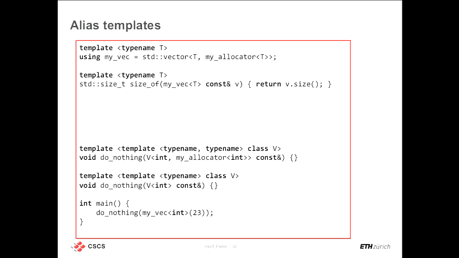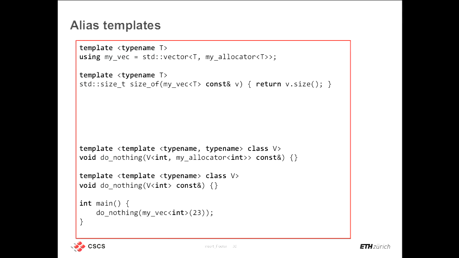Let's see if we can work through this example. Now we have a main that calls the function doNothing, passing my vec of integer of size 23. And we have a doNothing with V int, my allocator. It takes a template argument class V, int, my allocator int, and the other one calls V int with a single template argument. This is tricky. Let's see if you can work this through.